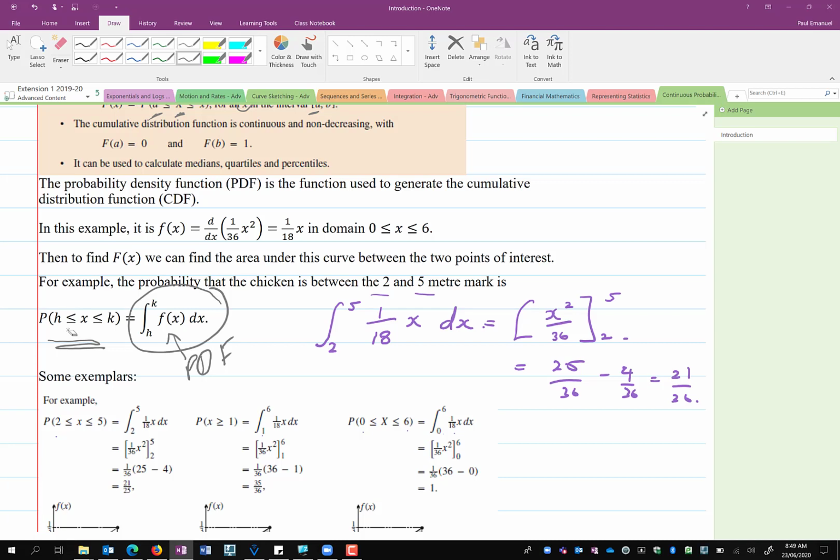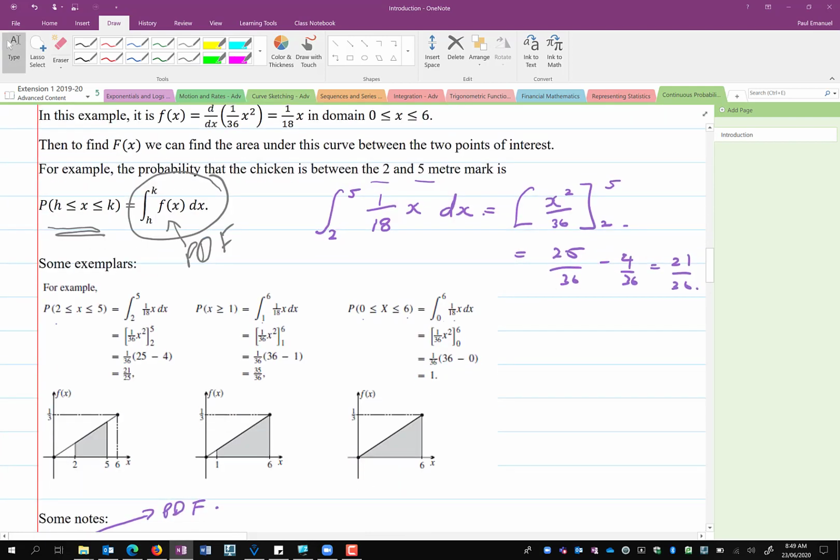Notice it's called the probability density function, not the probability distribution function, because it's the density of the probability at a given point, not how probability is necessarily distributed. The cumulative function tells you how it's distributed, but I mean that's really a technical difference. It's not really that important.